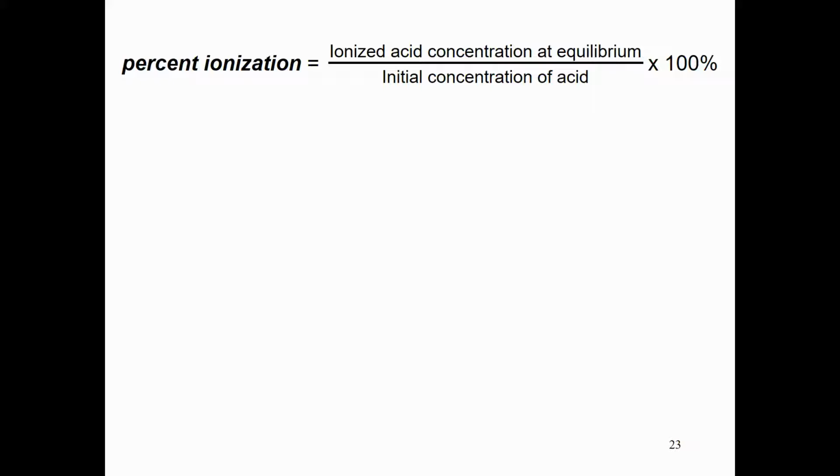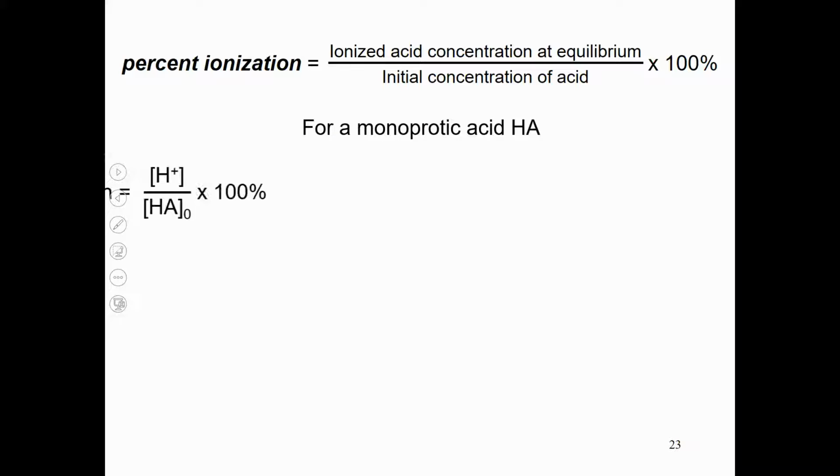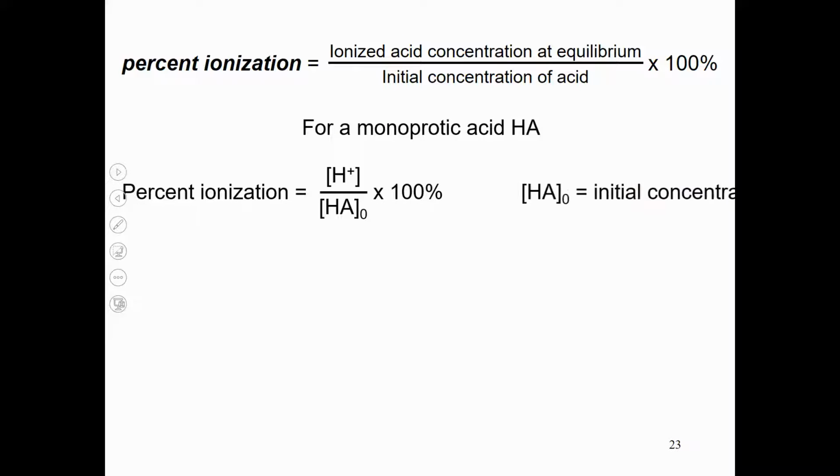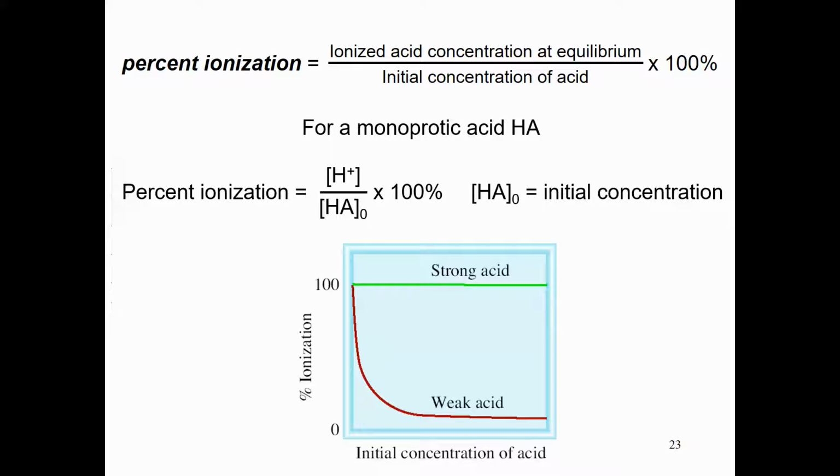If I know the initial concentration of the acid, and I know how much hydrogen has come off, maybe I would measure the concentration by pH. This is what you guys are going to do in the lab. You measure the pH, which tells you how much free hydrogen is in solution. Then you take the ionized concentration of hydrogen over the initial concentration times 100, and it tells you the percent ionization. So here we have H plus over the initial concentration times 100 is our percent ionization. Now, this is an interesting fact about percent ionization.